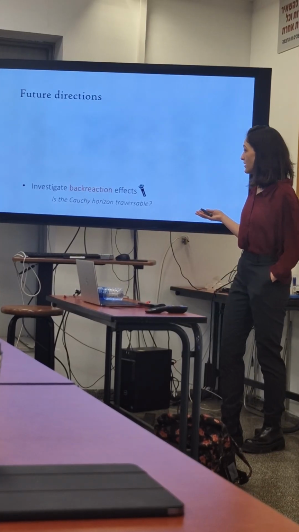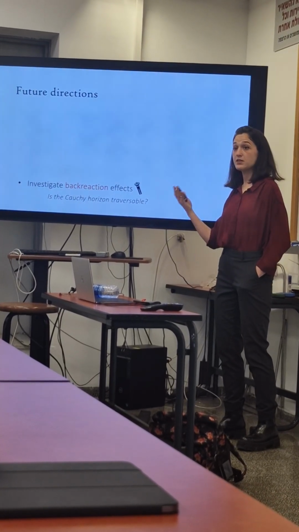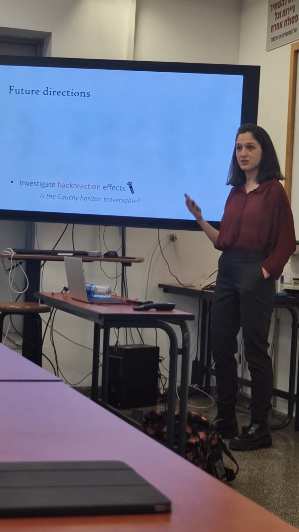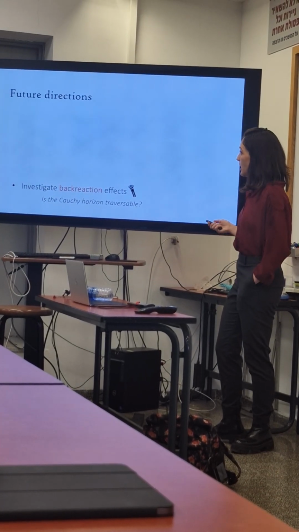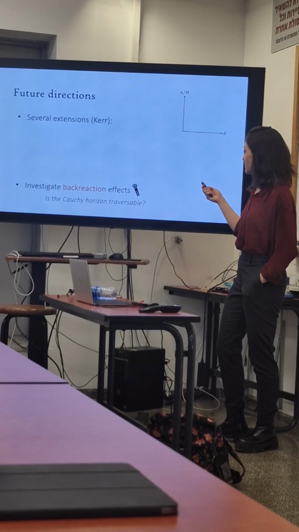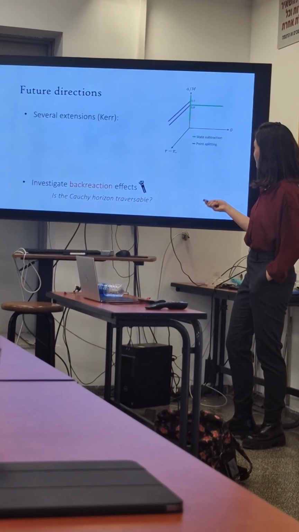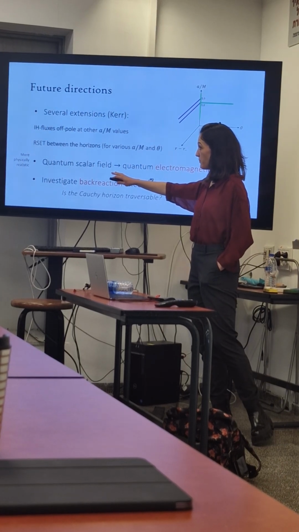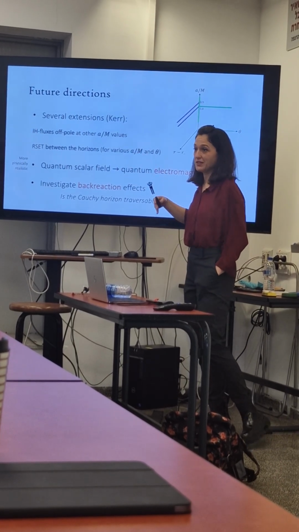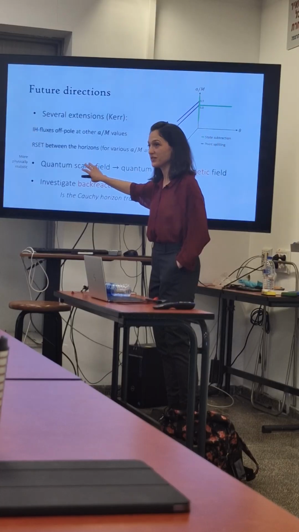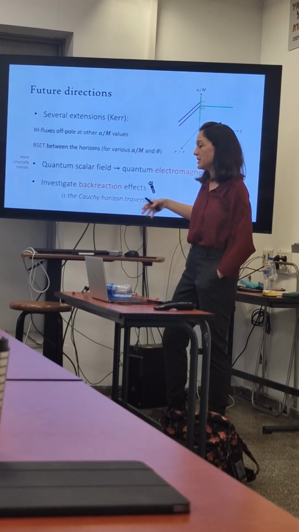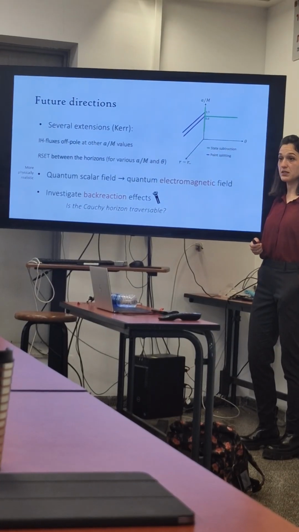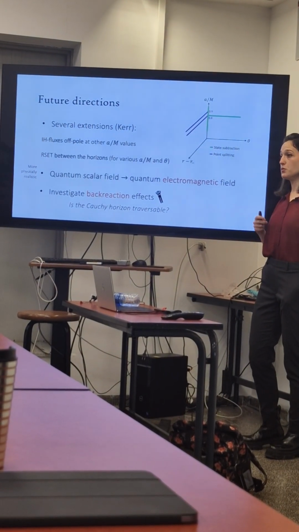The most important one is to investigate back reaction effects. Is the Cauchy horizon traversable or is it not? And answering the questions I asked in the opening story. And there are several extensions which I won't get into because we don't have time. And importantly, it is good to leave the scalar field behind, which is not really physically realistic, and look at the electromagnetic field, which is more physically realistic, and what it does to the Cauchy horizon.